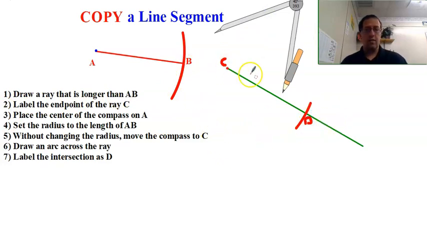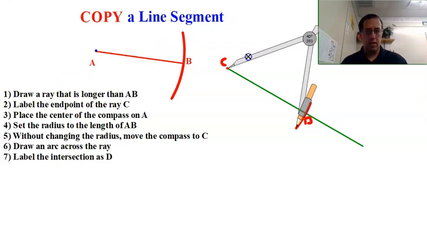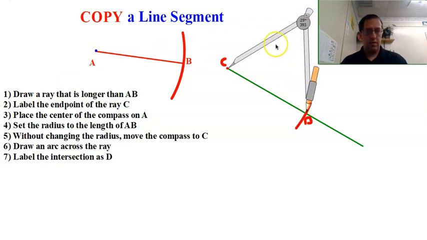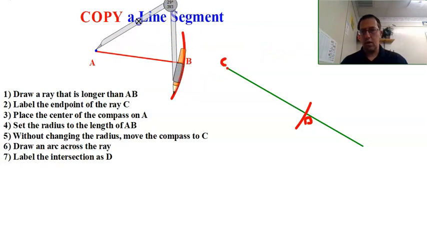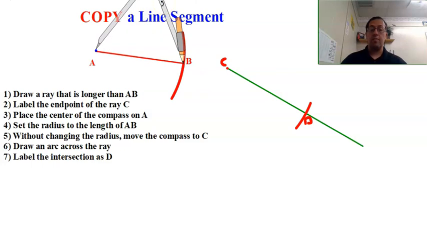And I now have segment CD is the same length as segment AB. How do I know it's the same length? Well, because I didn't change my radius. And so if it reaches there and it's the same radius here, that means it must be the same length. I didn't do any measuring at all, and yet it's still the same length.